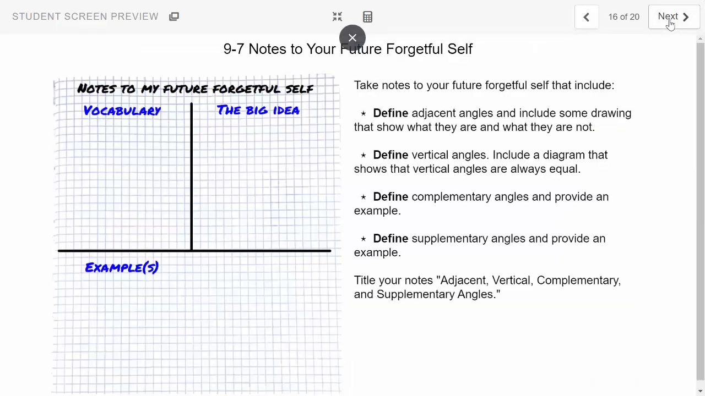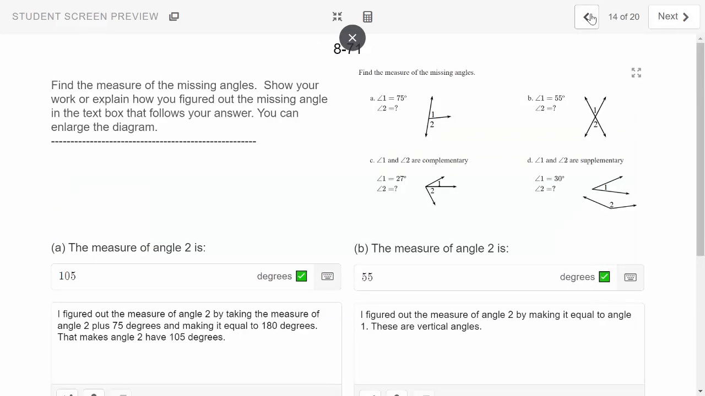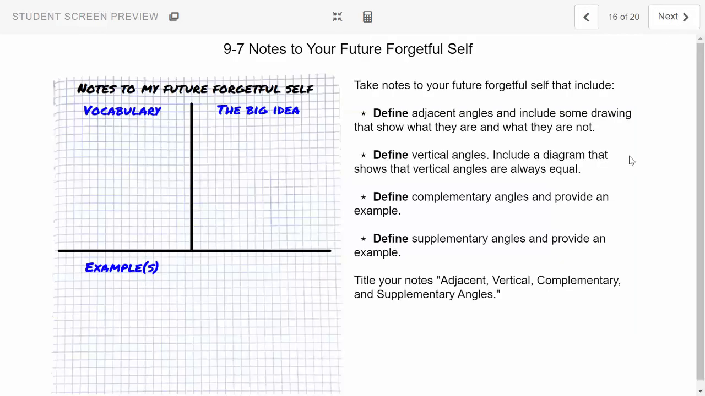And on to page 16. Oh, I want you to do a bunch of vocabulary work here. Write notes to your future forgetful self: define adjacent angles and include some drawings that show what they are and what they are not. Define vertical angles. Include a diagram that shows vertical angles are always equal. Define complementary angles and provide an example. Define supplementary angles and provide an example. I think these might be some good examples over here. Title these adjacent, vertical, complementary, and supplementary angles. That way you have them in your notes.